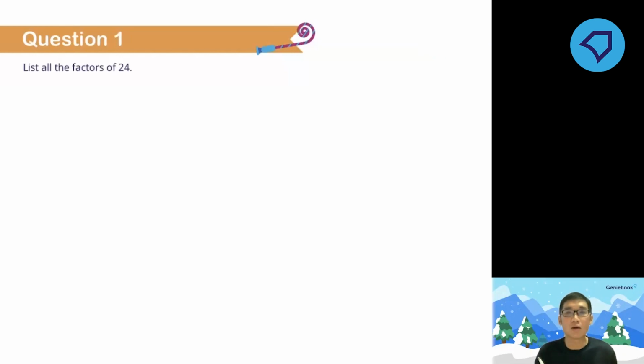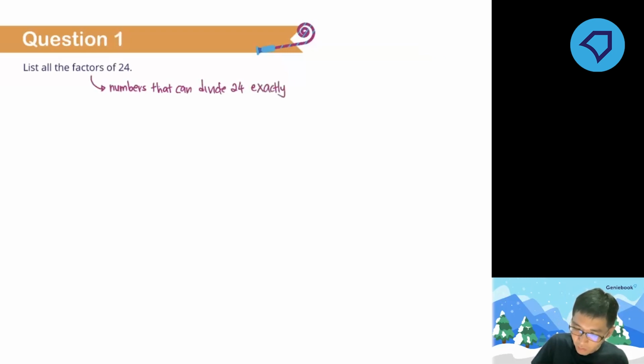When they say list all the factors of 24, it means that I want to find all the numbers that can divide 24 exactly without remainder. Okay, remember what factors represent? Factors are the numbers that can divide 24 exactly without any remainder.